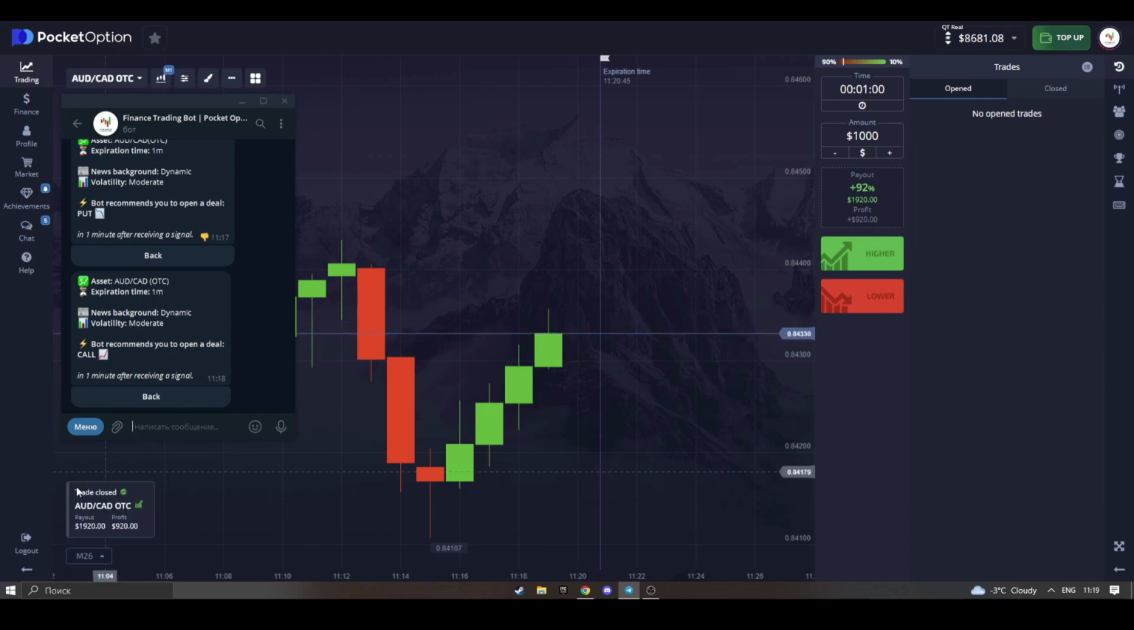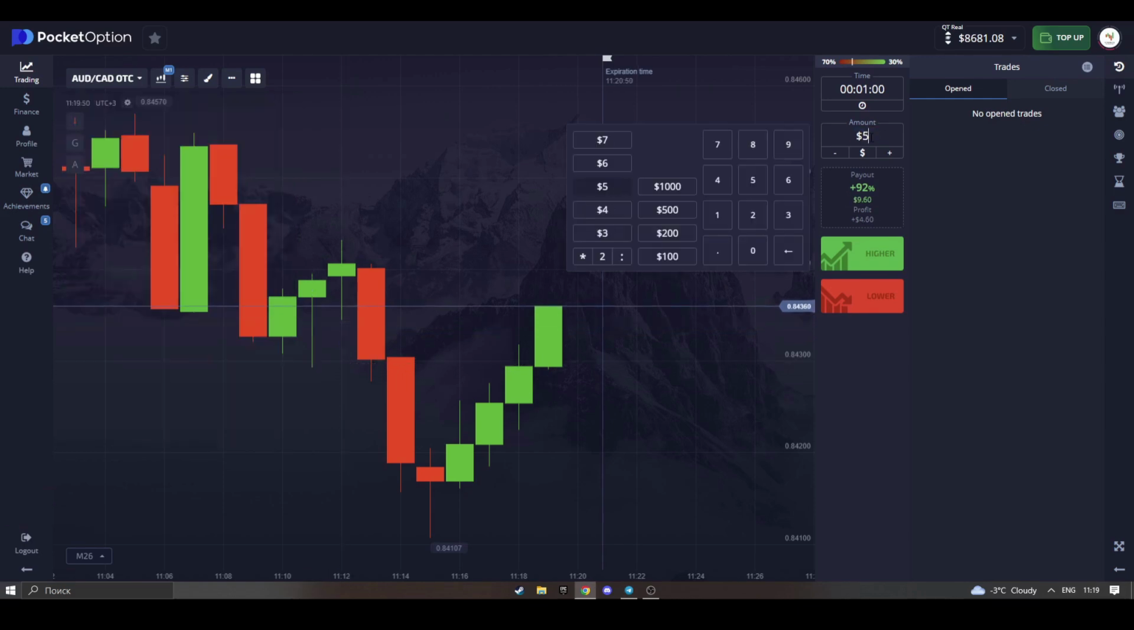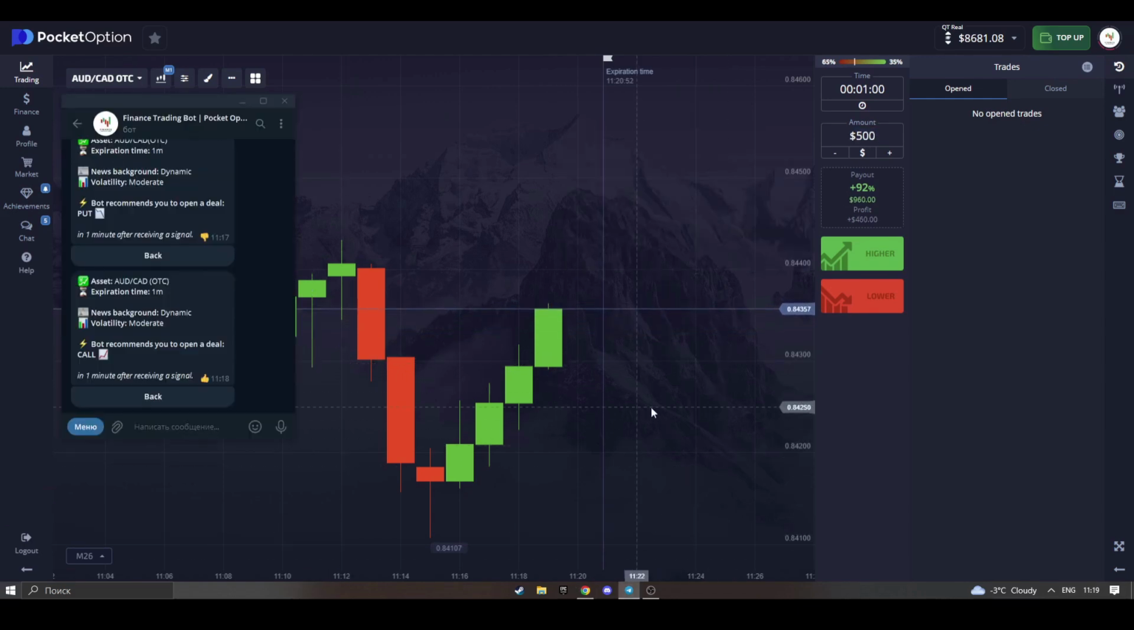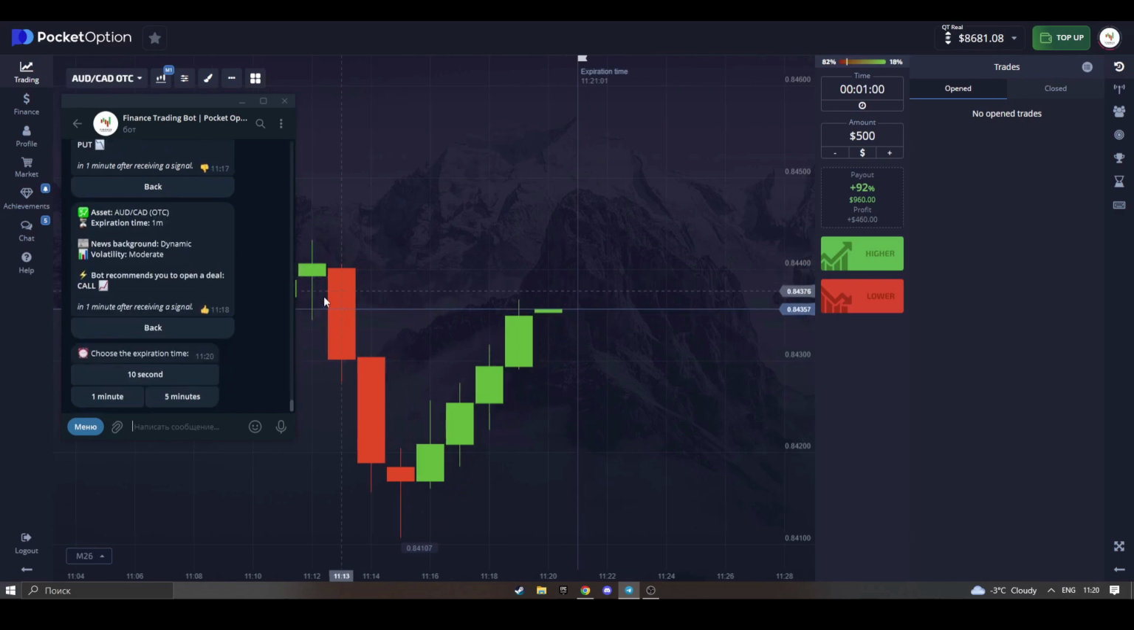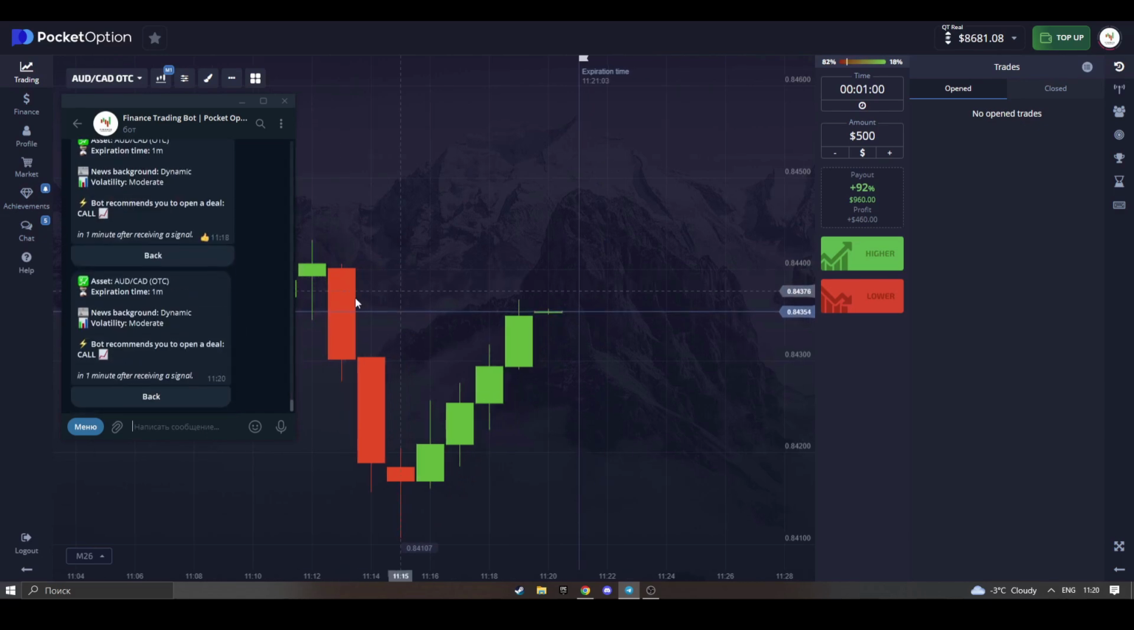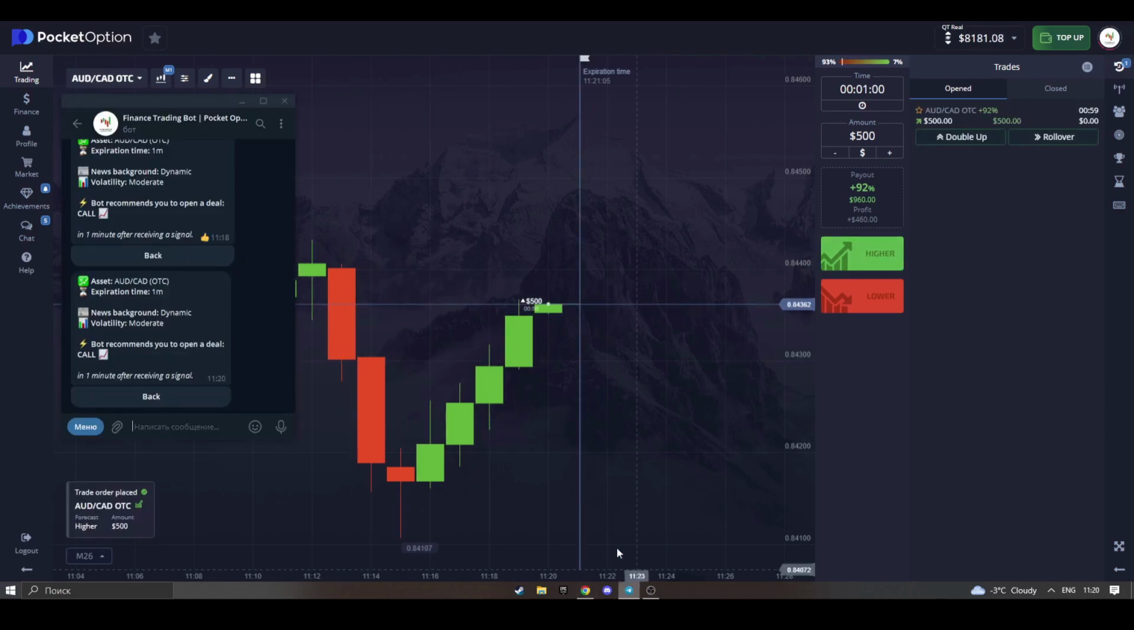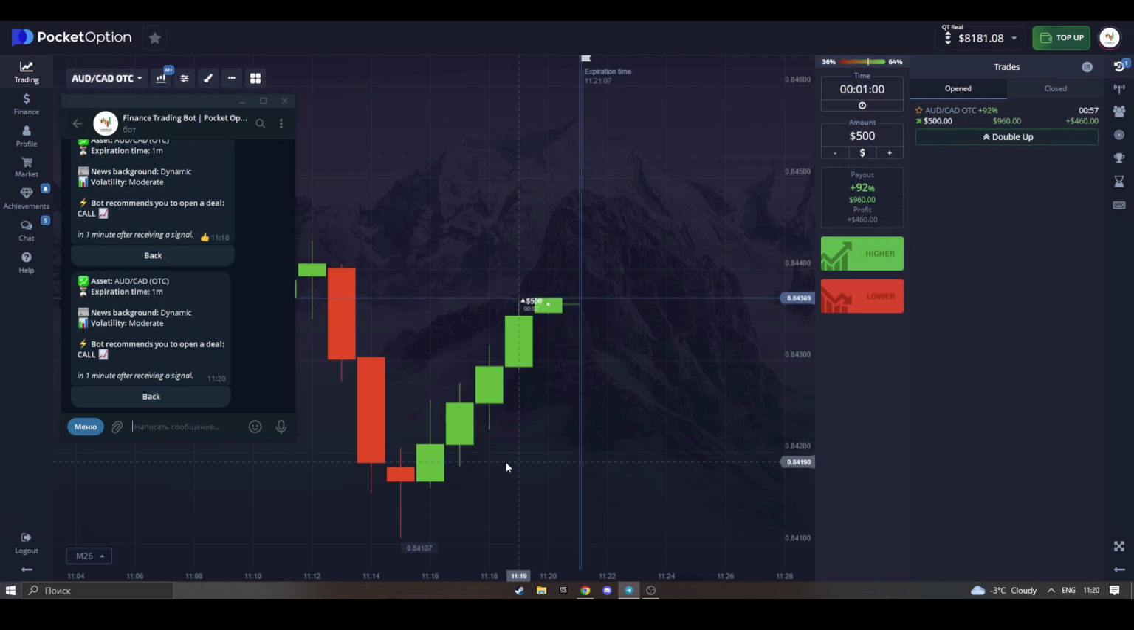The bot not only returned our previous bet, but also brought us a good advantage. Let's go back to the 500 bet and continue getting signals. The bot recommends opening the fourth trade for an increase. Open a deal and wait.